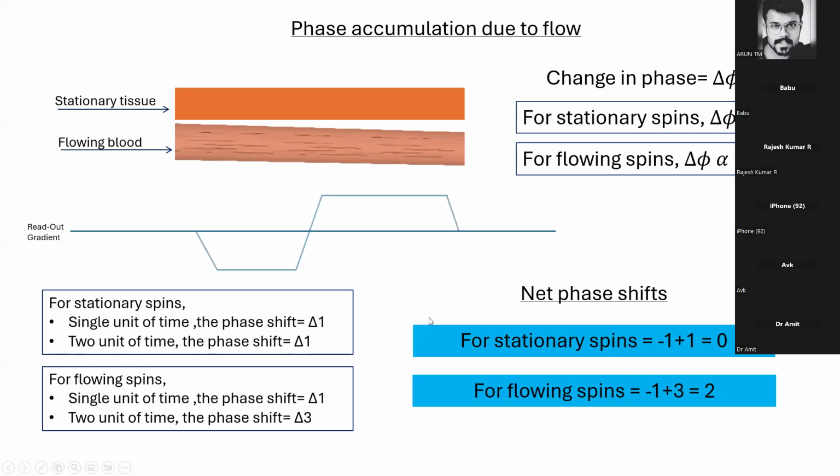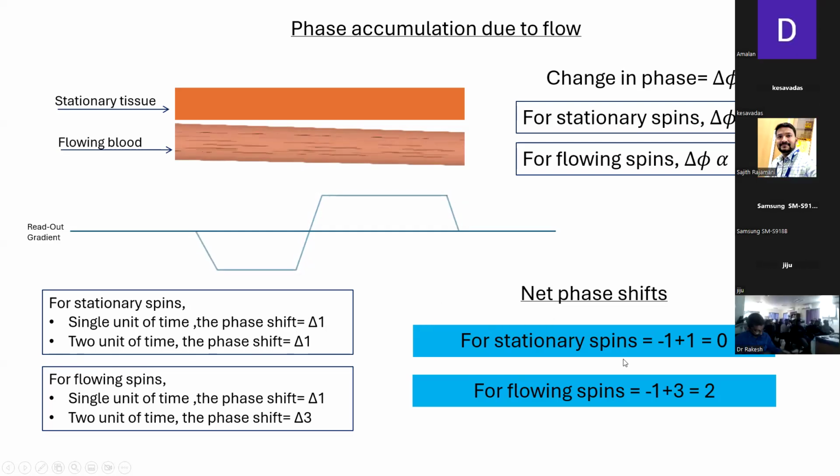If we add up, for stationary spins, the first one will be minus 1. Why minus 1? Because we are starting the gradient with a negative lobe, so I gave a negative sign to the first phase difference, and the second one is a positive lobe. We add this up to calculate the net phase shift: minus 1 plus 1 equals 0. So we don't have any phase shift, and we won't face any kind of flow artifact here.